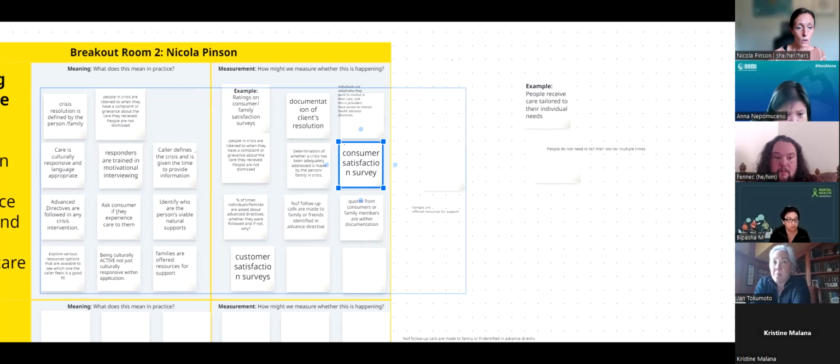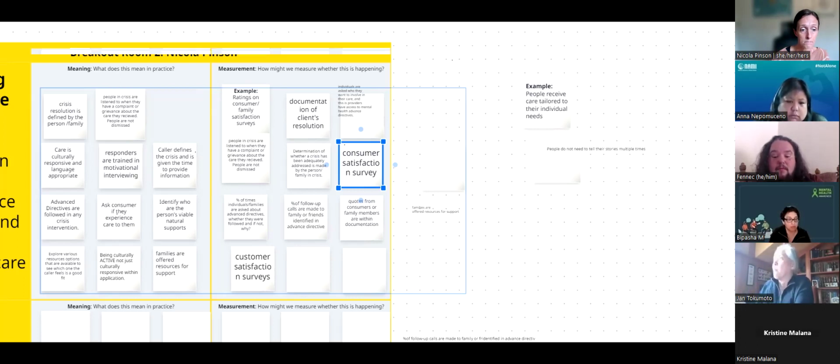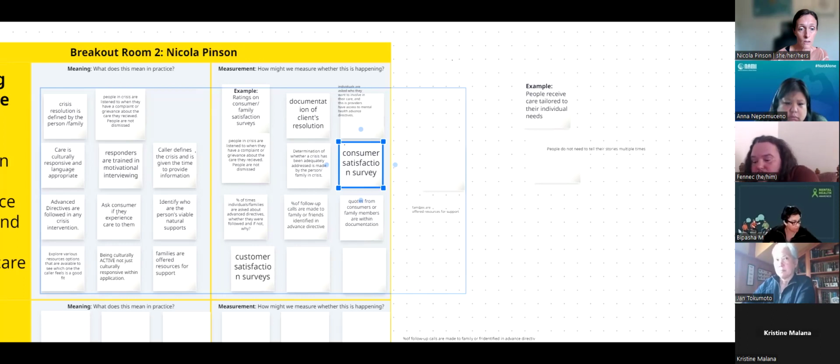Identify who are the person's viable natural supports. Explore various resource options that are available to see which one the caller feels is a good fit. Being culturally active, not just culturally responsive, within application. And families are offered resources for support.